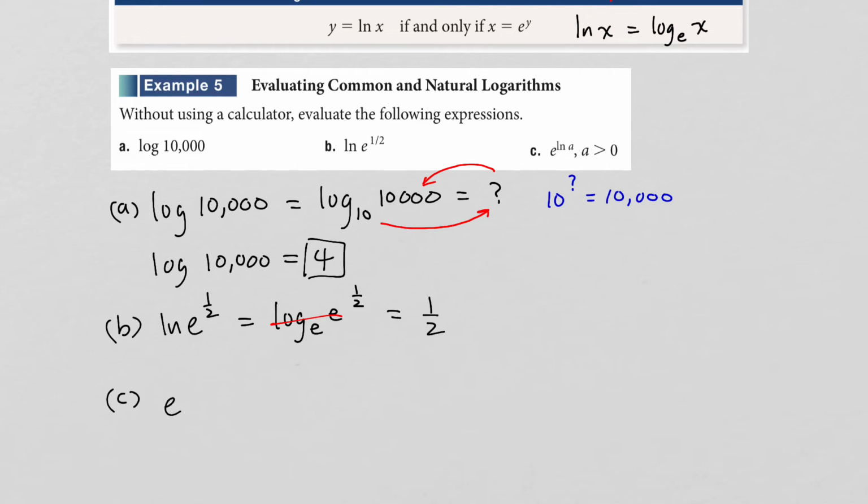And the third one, we have e to the natural log of a. Once again, this means e to the log base e of a. And once again, when you have the base e raised to the log base e, these cancel out and we just get the number a.